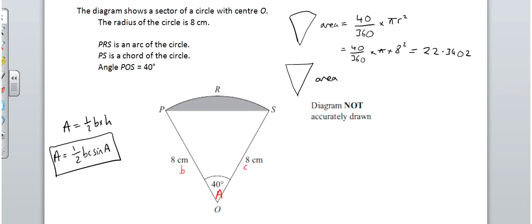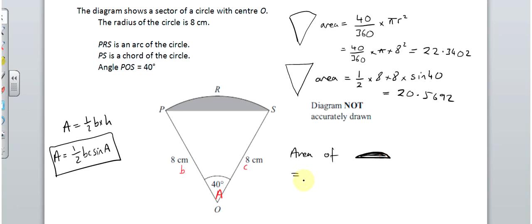So I'm going to substitute into that formula. Area equals a half times 8 times 8 times sine of 40. And I'm going to check my calculator is in degrees mode, and I'm just going to type that in exactly as you see it, times the sine of 40. And the calculator says 20.5692.